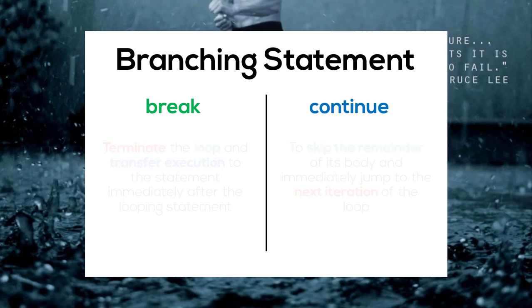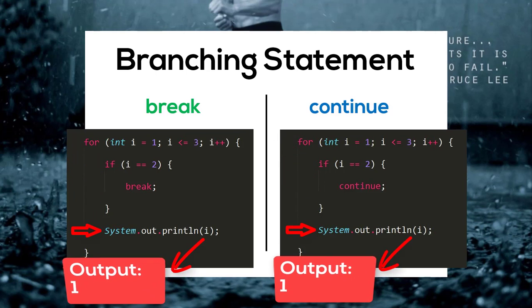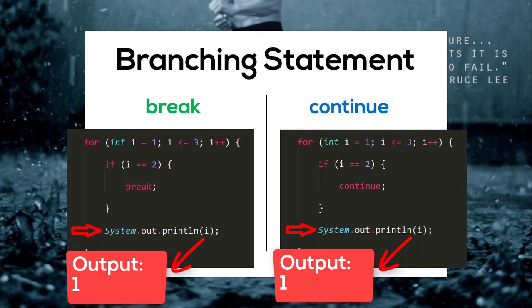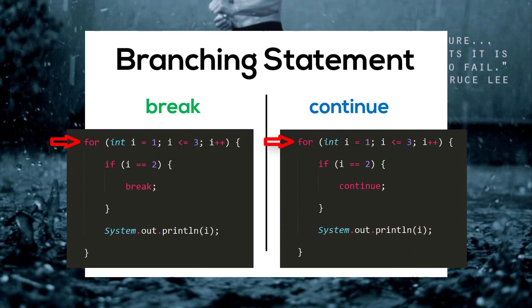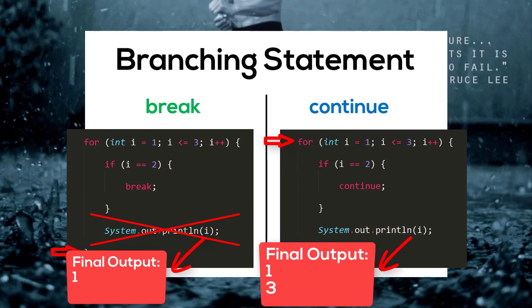Now let's take a look at these simple examples where we're going to print the numbers from 1 to 3 on the screen by using a for loop. When the loop begins, since i is not equal to 2, the value of i, which is 1, will be printed on the screen on both sides. No issues. But in the second iteration, where i is equal to 2, the break statement will immediately terminate the loop and transfer the execution to the statements after the looping statement. The continue statement, on the other hand, will cause the loop to skip the remainder of its body and jump to the next iteration of the loop.